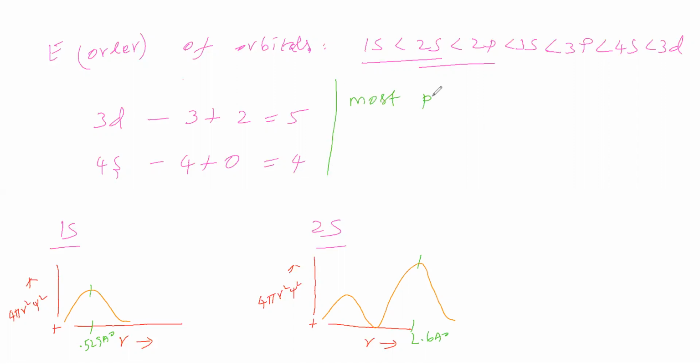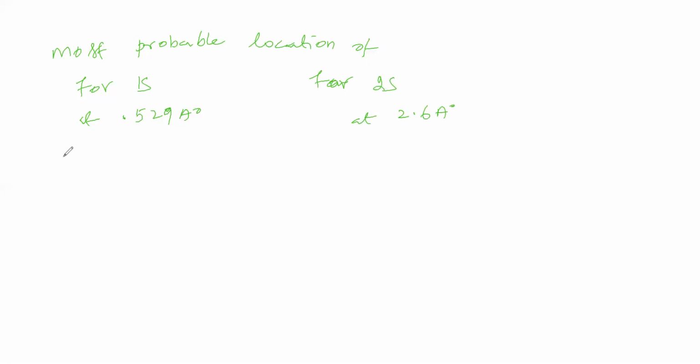So the most probable location for 1s and 2s we are seeing. How it is, that we will compare. Now the most probable location of 1s and 2s: for 1s at 0.529 angstrom, for 2s at 2.6 angstrom. That means the most probable location is close to the nucleus.